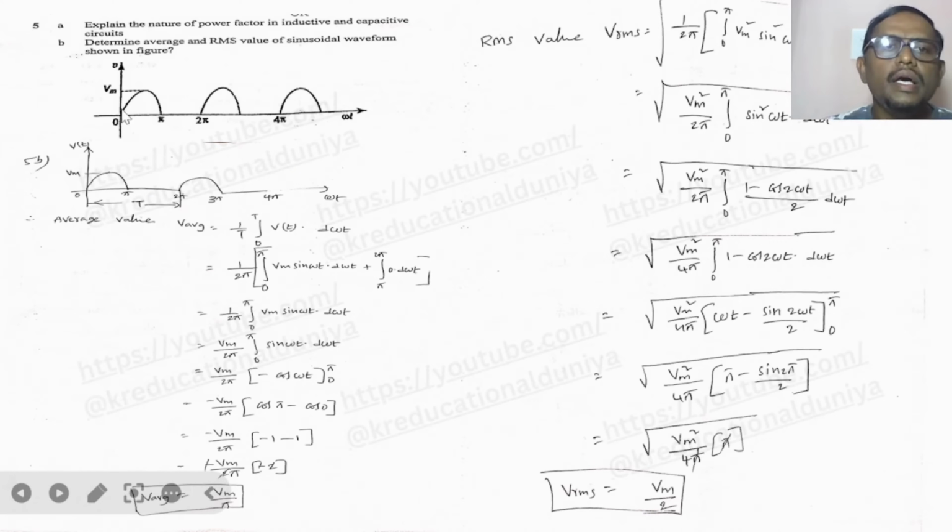But here if you observe carefully, there are different cycles. That means from 0 to pi there is a half cycle, and from pi to 2 pi there is no output waveform, that is 0. So we are writing two parts. From 0 to pi we are writing an equation, and from pi to 2 pi also we are writing an equation.